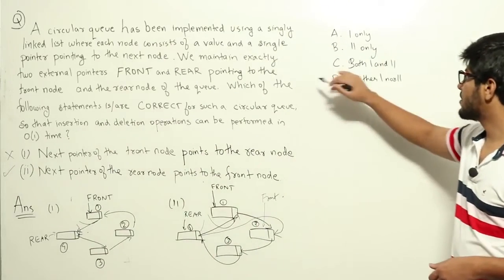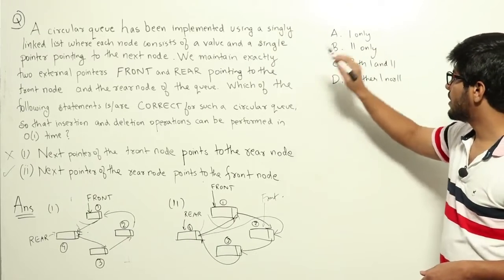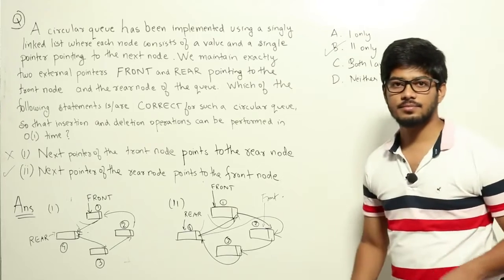Now there were 4 options given: 1 only, 2 only, both 1 and 2, neither 1 nor 2. So 2 only is the correct answer. B is the right answer.